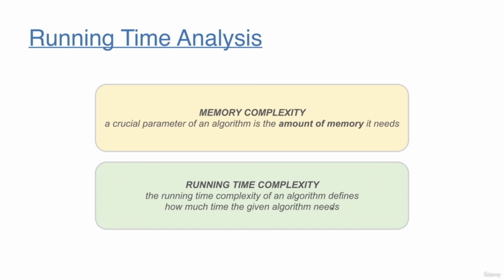And by the way, we will come to the conclusion that there is a trade-off between memory and running time, in the sense that if we can use more memory, then we can significantly reduce running time. On the other hand, if we want to save some memory, so we want to minimize the amount of memory the given algorithm needs, then the running time is going to be slower. So there's a trade-off between memory complexity and running time complexity. But usually memory is quite cheap, so this is why running time complexity is more crucial.